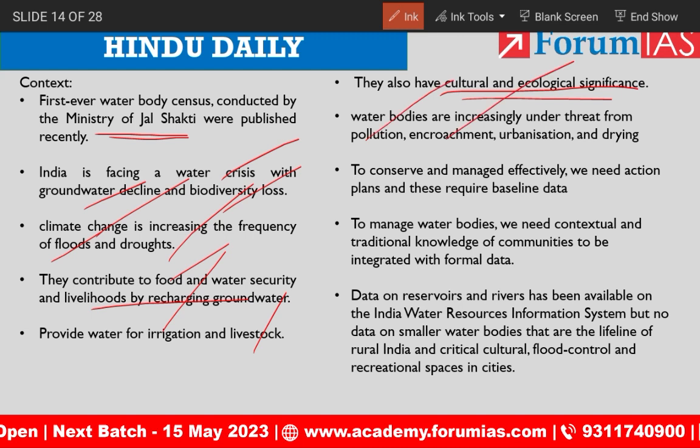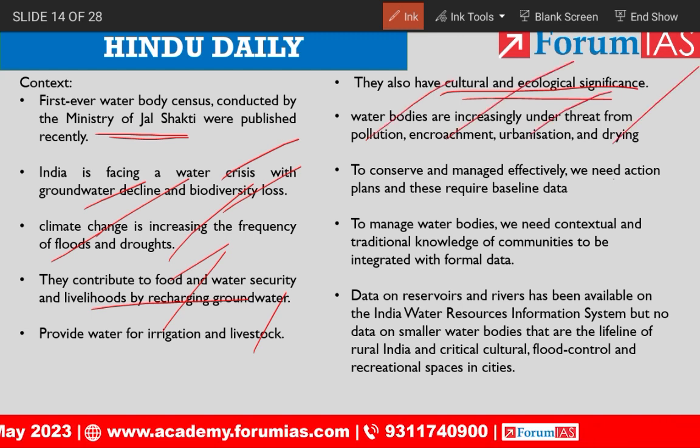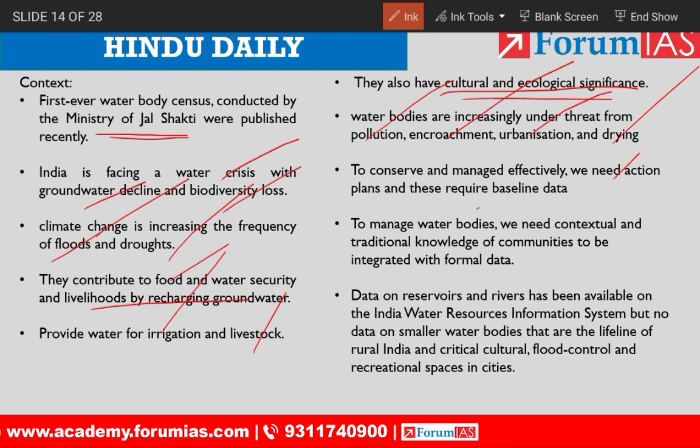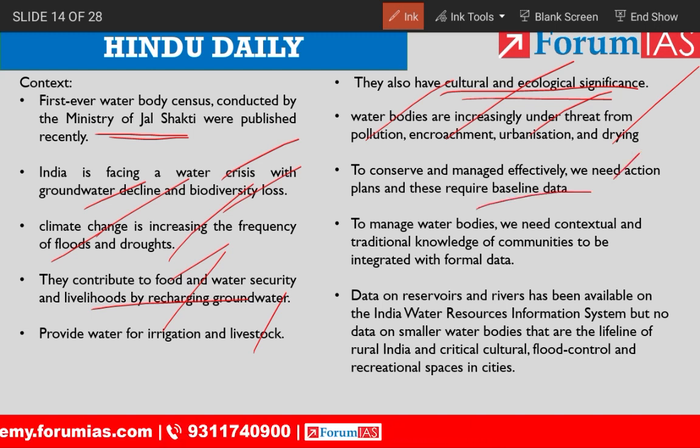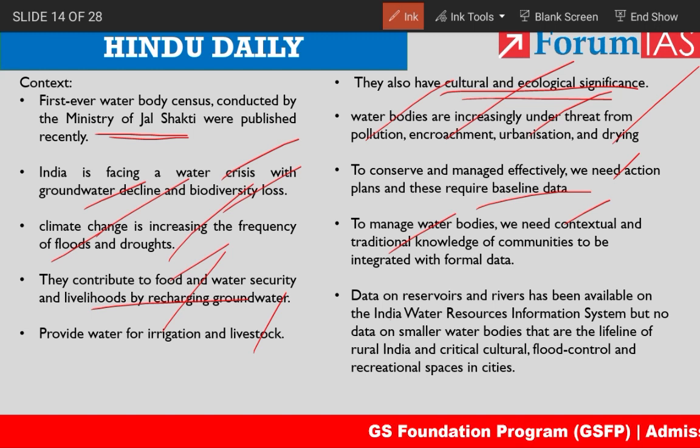So, to conserve and manage them effectively, what do we need? We need action plans, and for that, we need data. To manage water bodies, what do we know? What else do we need? Contextual knowledge. Contextual means to that region, to that localized area, what are the specifics? And traditional knowledge. Generally, communities have their own traditional knowledge. It is called folk wisdom. So, all these have to be integrated with data to conserve them and preserve them properly.